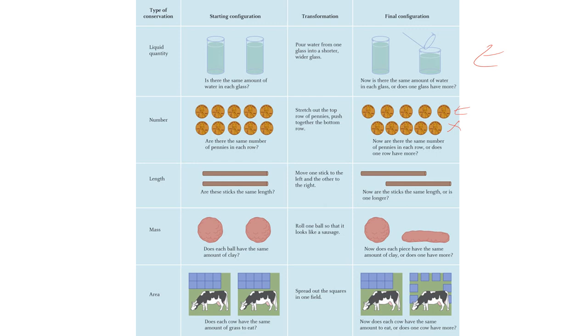Move one stick to the left or right. Are they the same length? Kids will say yes here, no here, because one's moved. You saw the one with the Play-Doh, but what about down here? Does a cow have the same amount of grass to eat in each of these? Yes, but not in each of these, even though the blue is the same. It covers the exact same amount. It's just moved around.